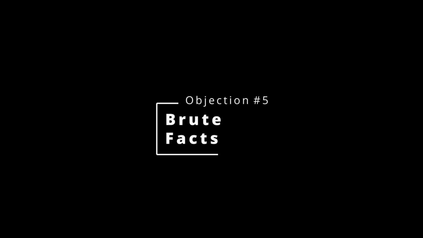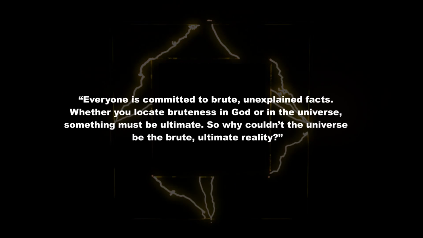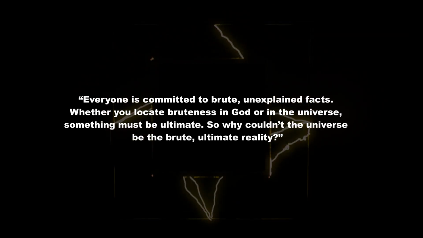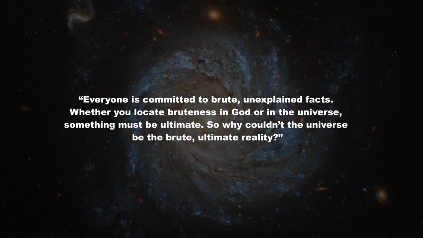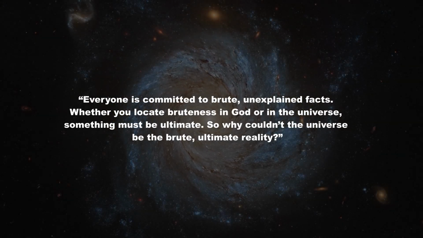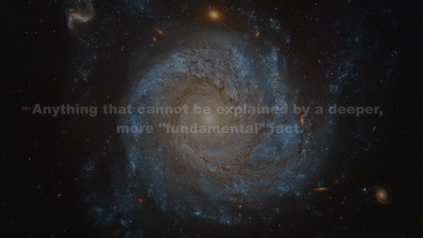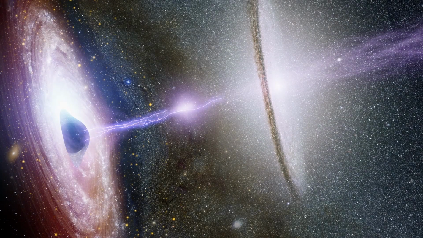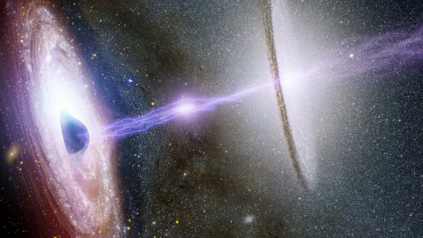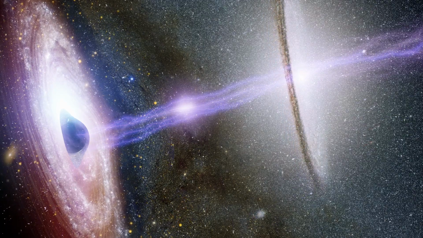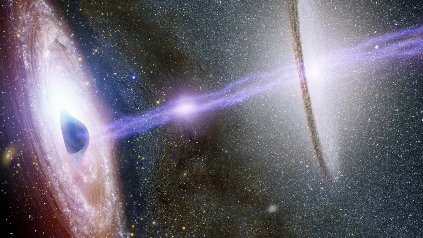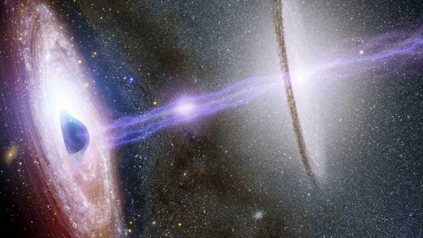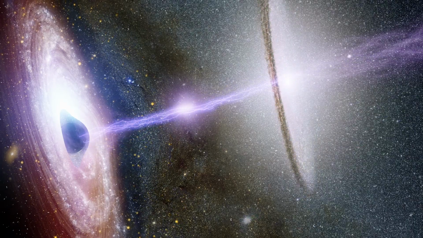Objection 5. Brute facts. Everyone is committed to brute, unexplained facts. Whether you locate bruteness in God or in the universe, something must be ultimate. So why couldn't the universe be brute, ultimate reality? For those unaware, a brute fact is anything that cannot be explained by a deeper, more fundamental fact. With that being said, this objection does not touch this stage of the argument. Remember, this first stage leaves open what the necessary foundation of reality is. We have only argued so far that reality has a necessary foundation, so this is an objection we will cover in the second stage.